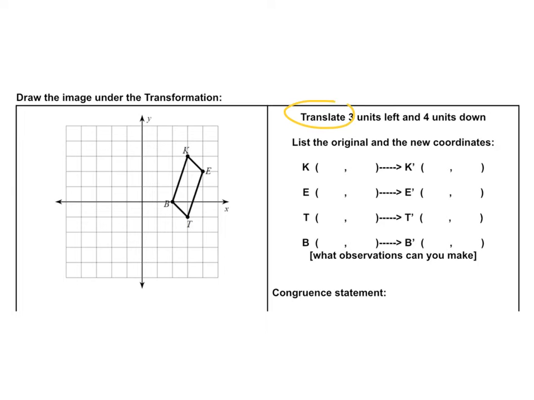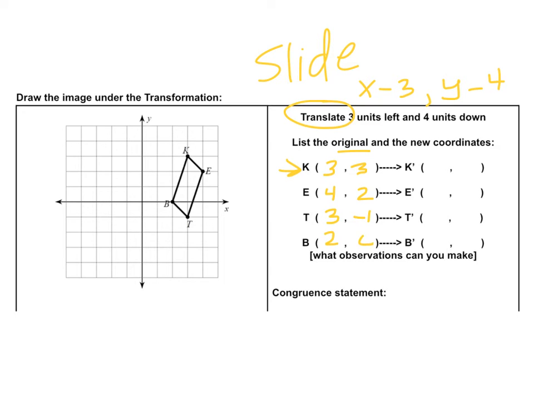Okay, first example, we're translating. Remember, that means we're sliding the figure. It's going to go 3 units to the left. So on the X, that means we're going to go back 3 and then 4 units down. So on the Y, we're going to go down 4. But first, it's asking us to list the original ordered pairs. So K is forward 3, up 3. E is forward 4, up 2. So that's our ordered pair for E. T looks like it's forward 3, down 1. And B is forward 2 and up 0.